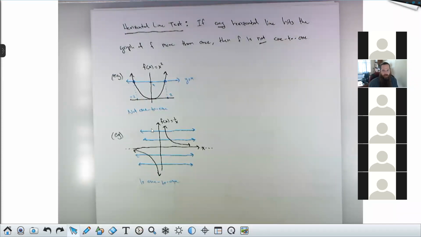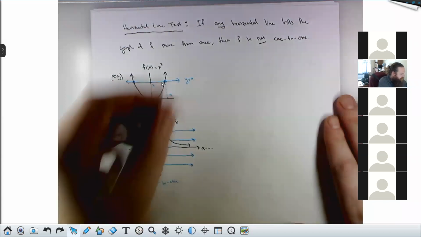If there exists a line that the graph never hits, does that contradict this? No. No, that's fine. That's still not a line that hits the graph more than once. Right, so a line that the graph never hits, that's fine. All right, that's the horizontal line test. If your graph gets hit more than once by any horizontal line, automatically not one-to-one.